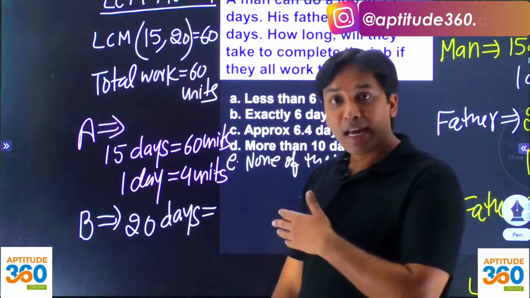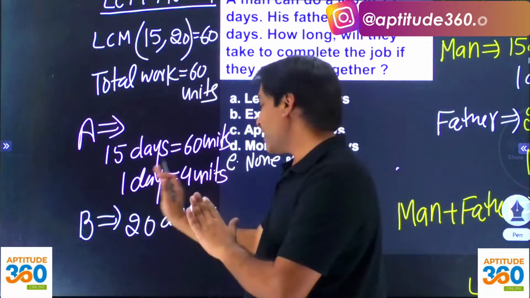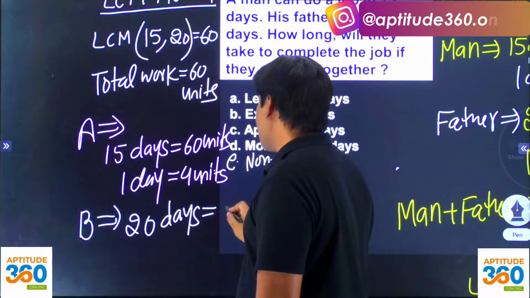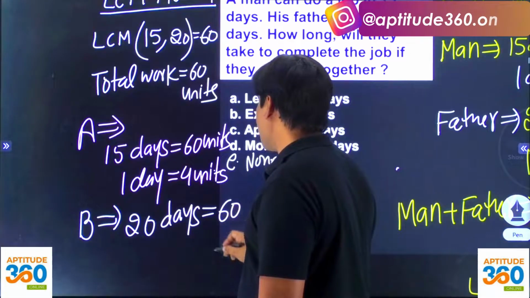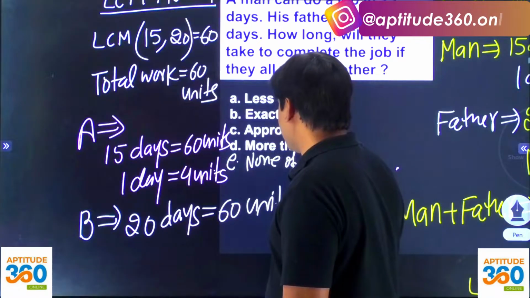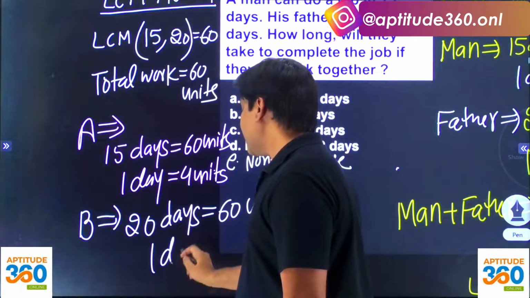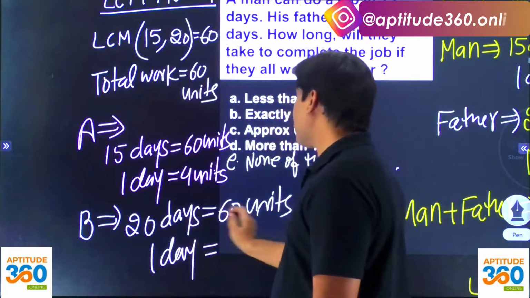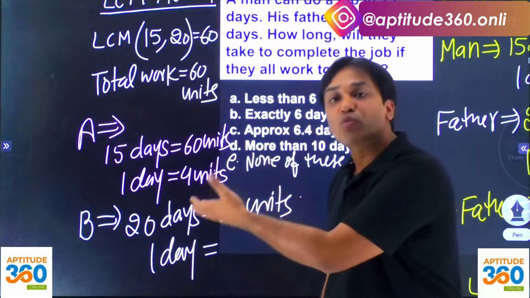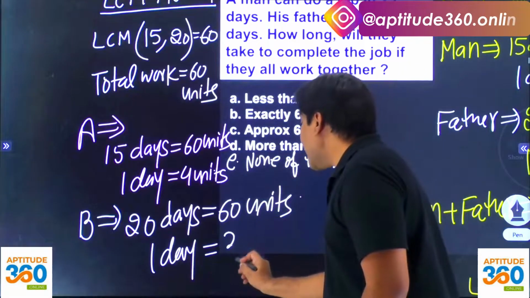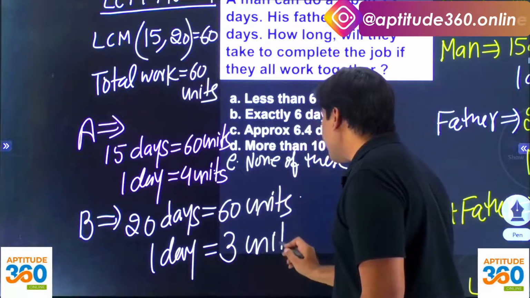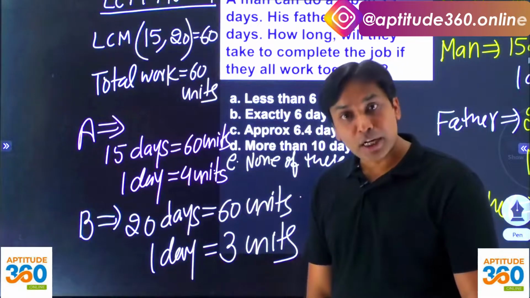By the way, what is A? A is the man, B is the father. यही कर रहे हम. 20 days. In 20 days, this person does 60 units, the father. So in one day, the father is going to be doing how much? 60 units is being done in 20 days. So in one day, 3 units of the work is going to be completed. Is that okay to you?